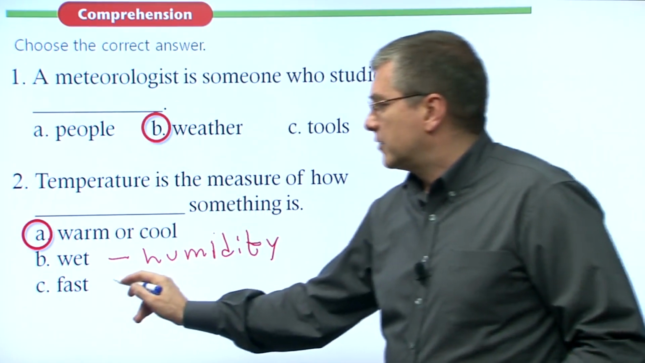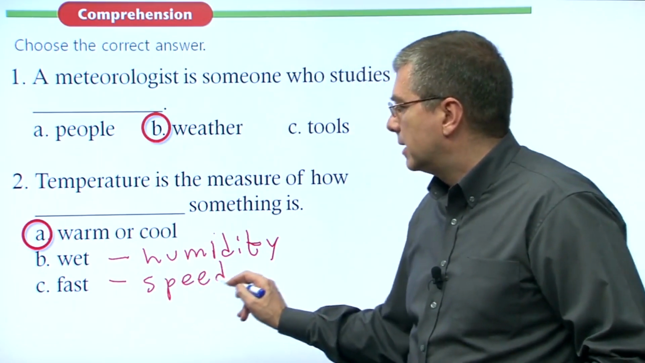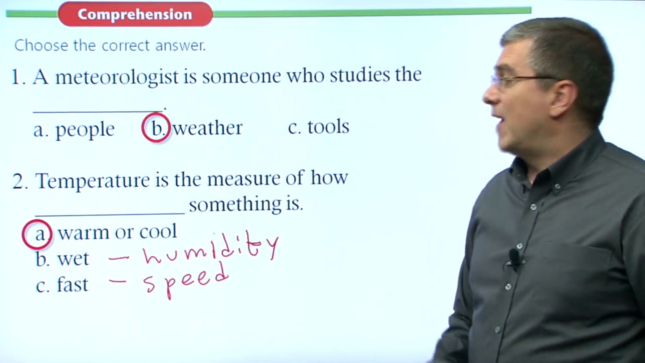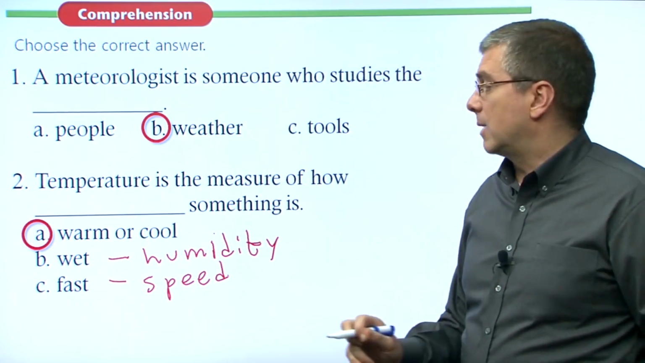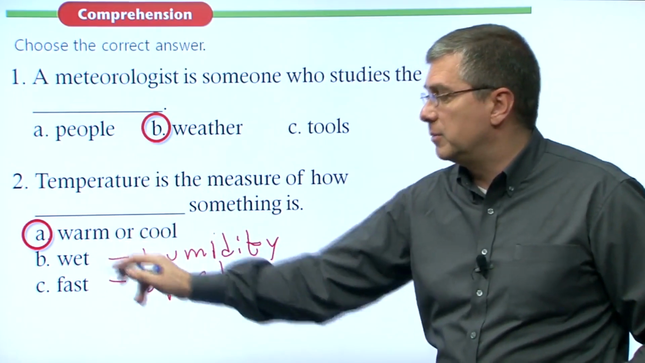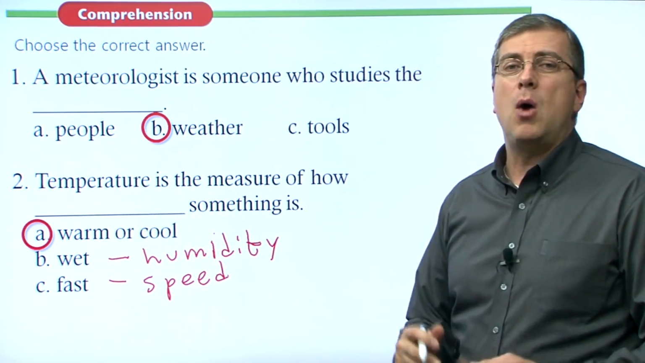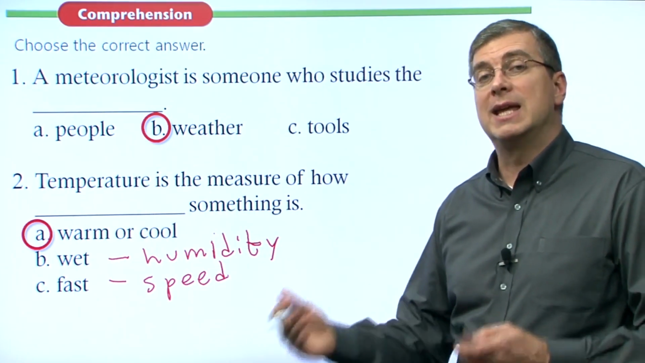Fast? No, fast would be speed. So we'd have to change that to speed, right? Speed is the measure of how fast something is, right? That would be correct. So we would have to change this word with these for these two to be correct. So temperature, we're talking about warm or cool. How warm or cool something is.